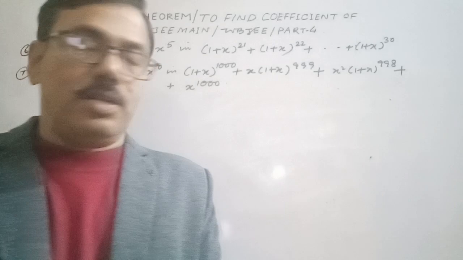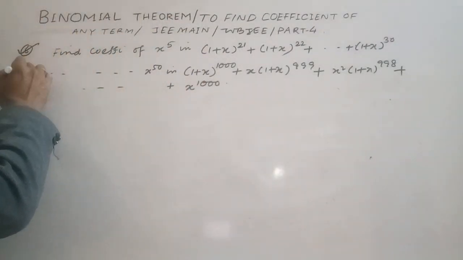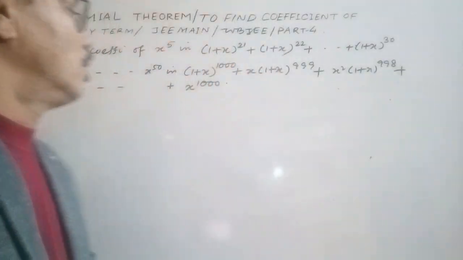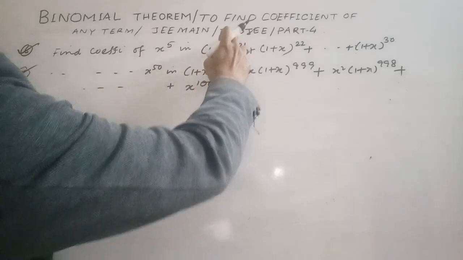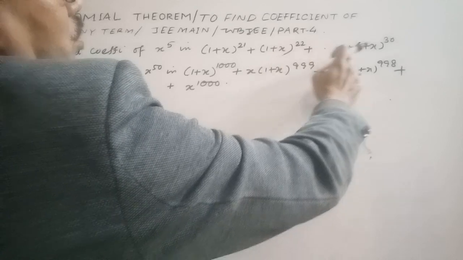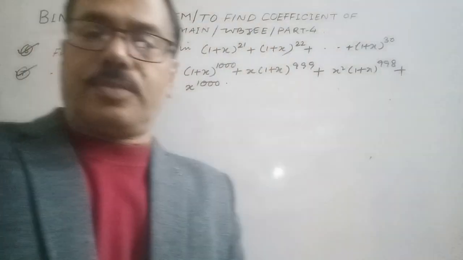Now we consider two problems. These are problems of JEE Main. Find the coefficient of x to the power 5 in the series 1 plus x whole to the power 21, 1 plus x whole to the power 22, up to 1 plus x whole to the power 30. So this one is a GP series.